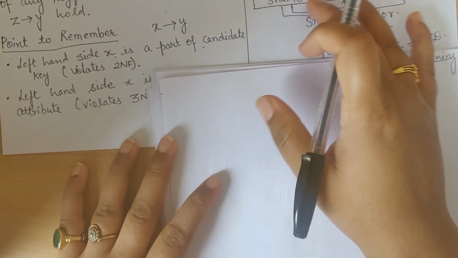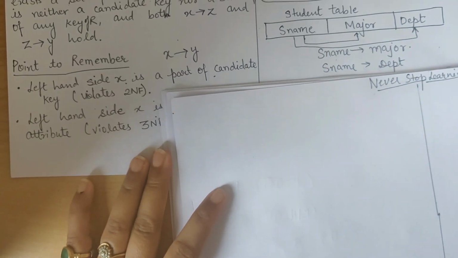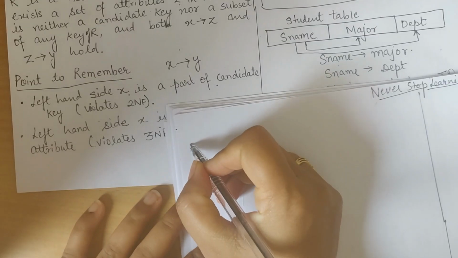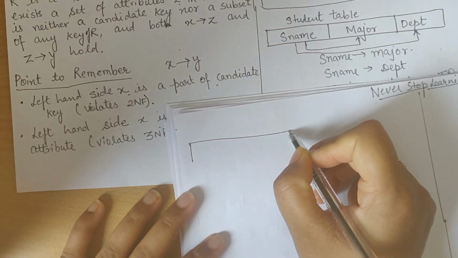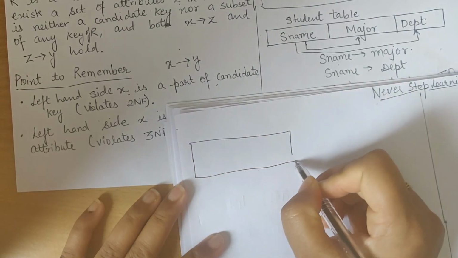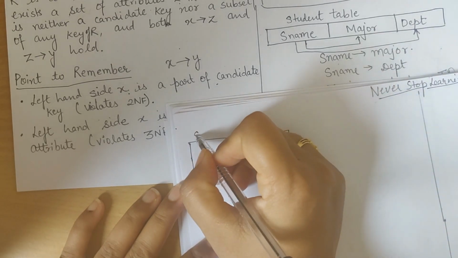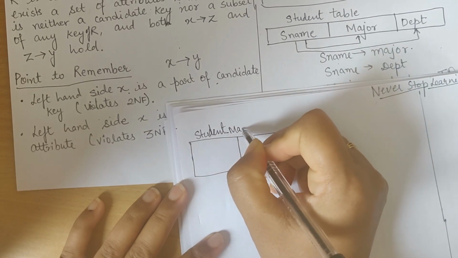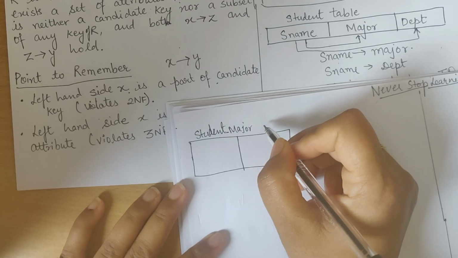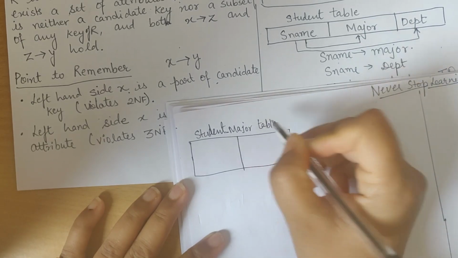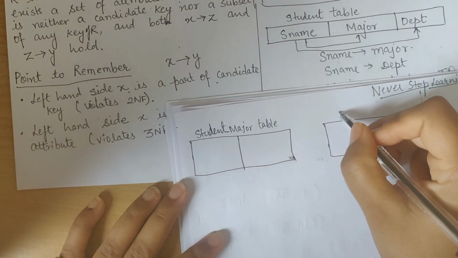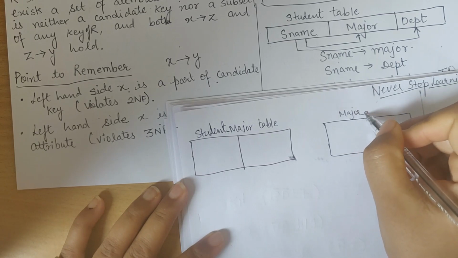So here you can see what the candidate key is. In this case, S name is the candidate key. So one table I will create. This is a student table. I will divide it into two tables. One table I will call student major table, and another table I will call major department table.